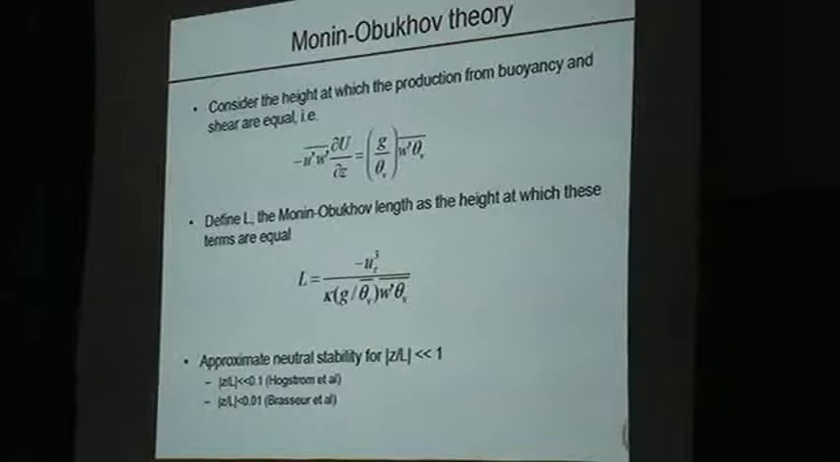So if we were to write down the balance between the production from wind shear, the production term that you saw yesterday in the canonical flow, and the production from buoyancy here, where w prime is the fluctuating term in the normal direction, and theta v is the virtual temperature, the bar is the time average here, you would have this expression. So we will define L as the height, the distance from the wall, at which these terms are equal. And this is known as the Monin-Obukhov length, capital L here.